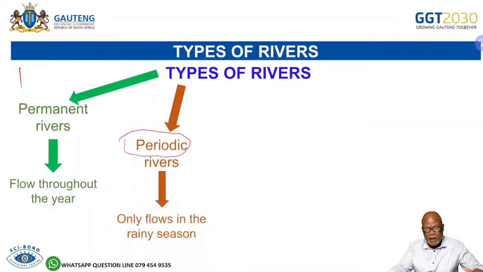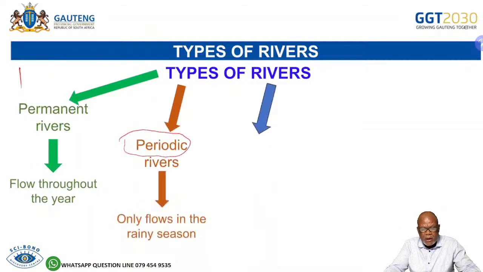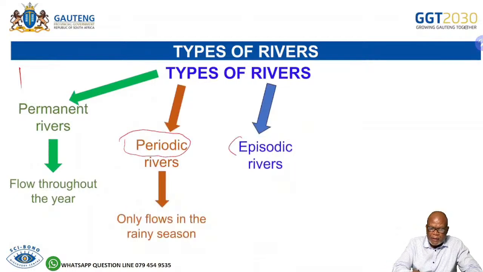So a periodic river is not a river that flows during summer. That is the common error that learners make. They say periodic rivers only flow during summer. They don't flow during summer. They flow during rainy seasons, because rainy seasons vary from one climatic region to another climatic region. Then we have another type of river that is called episodic.